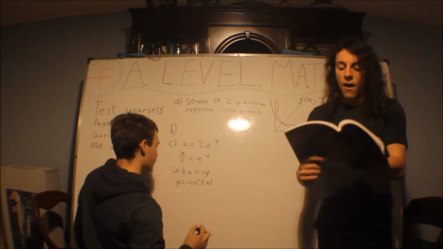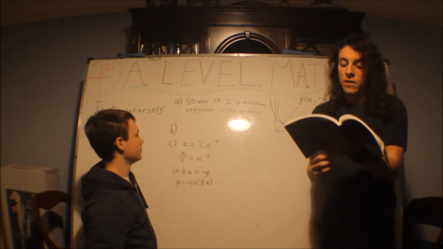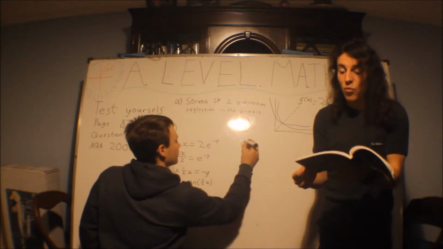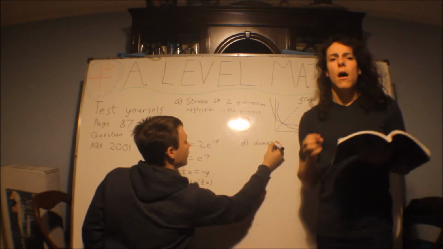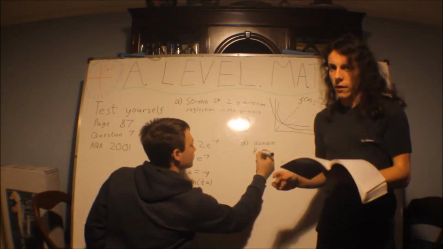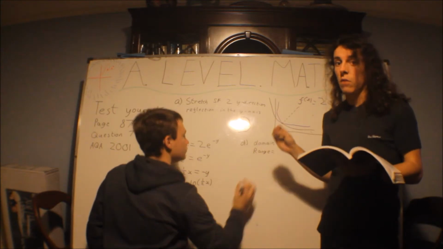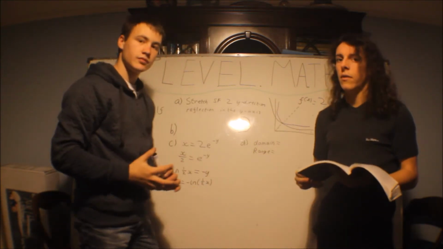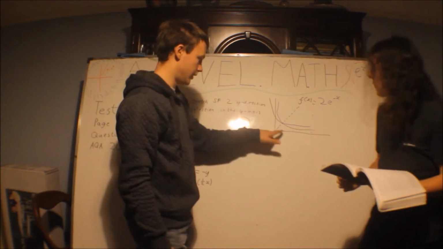And that's your answer. But the question doesn't finish there because it's massive. Then we have part D, which is state the domain and range of f to the minus 1. A good way to think about the inverse is that it's the opposite of the original. The range is the domain of the inverse and the domain is the range of the inverse. So if you look at our original graph, got this one here.